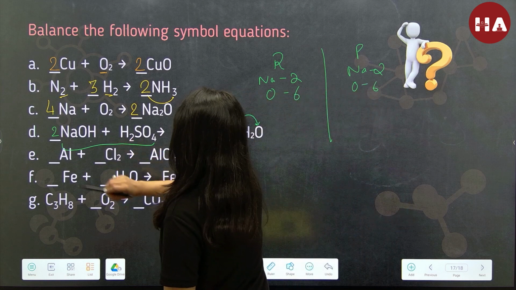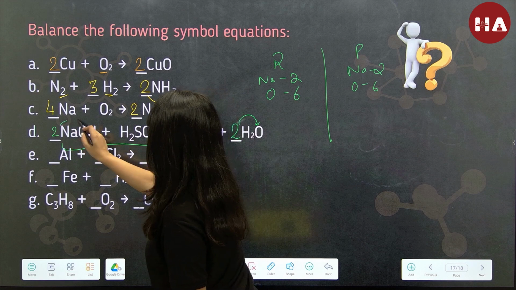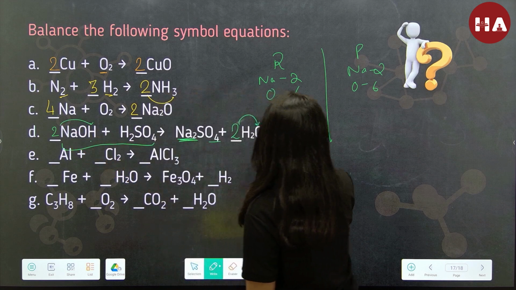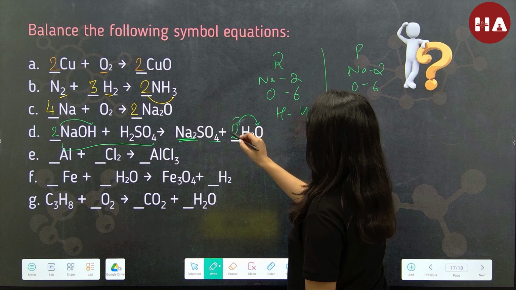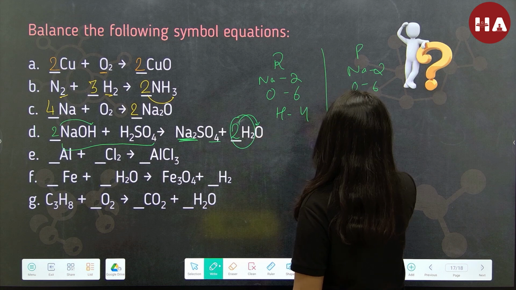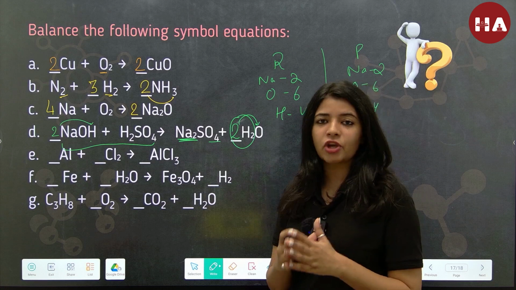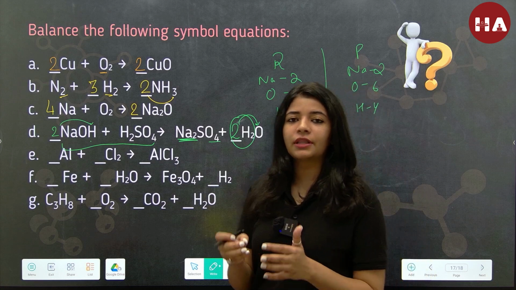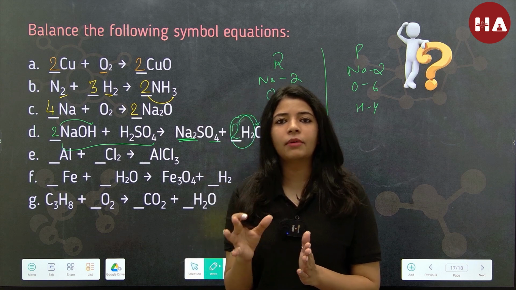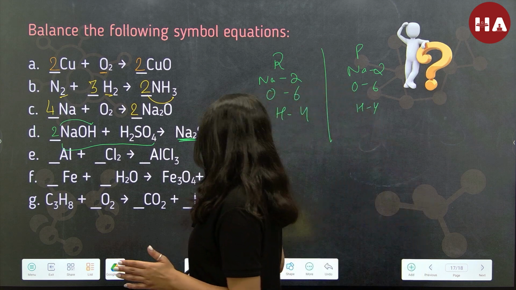Next is your hydrogen. 2 plus 2, which is 4. Hydrogen are 4 in number. And over here also hydrogen is 4 in number. Okay, yes, I can say that this reaction is balanced. You always have to check after balancing the reaction whether any atom is unbalanced or not. Okay, now let's move on.